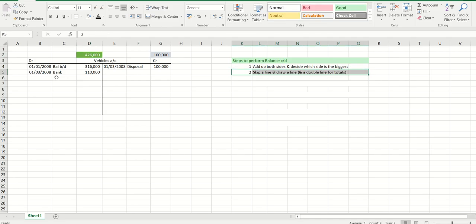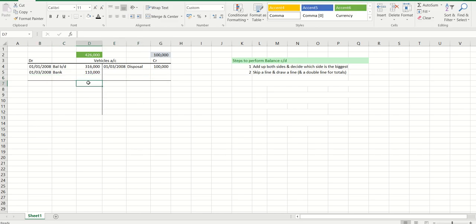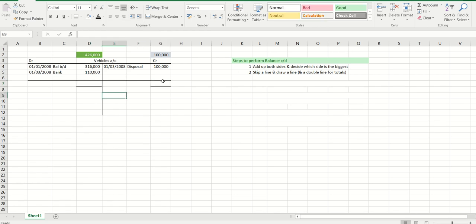Step 2, you skip a line and draw a line. Because until you get used to it, you mightn't be really sure where your balance CD is going to go. So you skip a line and you draw a line, and then you put in a little double line for where your totals are going to be. So step 2, skip a line and draw a line.